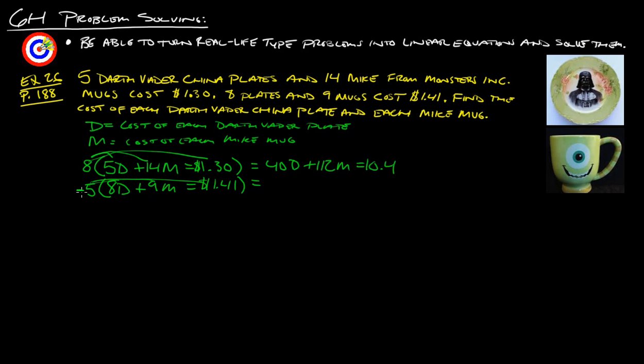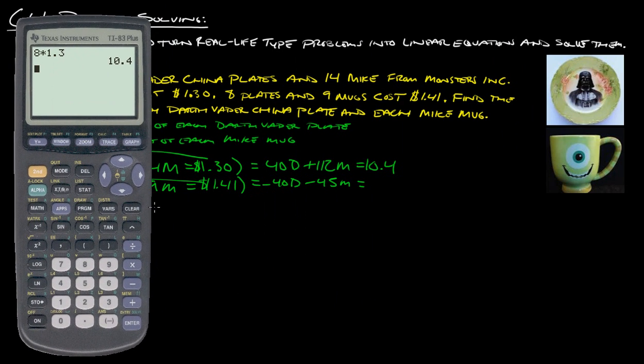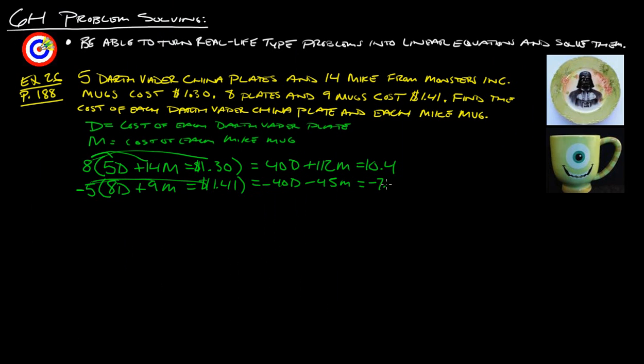And then down here, -5 times 8D is -40D. And again, that's the key. We got 40D and -40D, so those will cancel out. -5 times 9M gives us -45M. And then -5 times 141, which is 1.41, gives us -705.